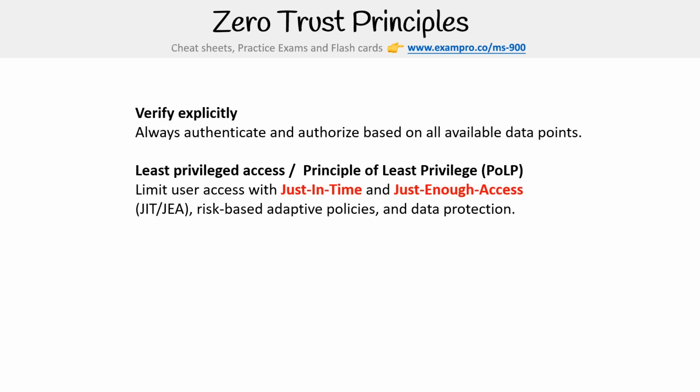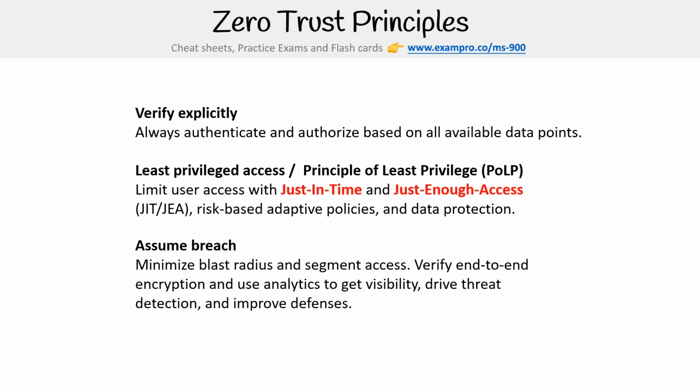The next principle is least privileged access. So you limit user access with just in time and just enough access, risk-based adaptive policies, and data protection to protect both data and productivity. Then we have assume breach. So we need to minimize blast radius, and access should be segmented by network, user, device, and application. We must also verify end-to-end encryption and use analytics to gain visibility, drive threat detection, and improve security. So that's Microsoft's version of the Zero Trust model and the 3 guiding principles.